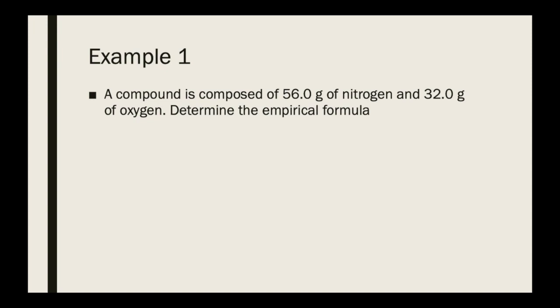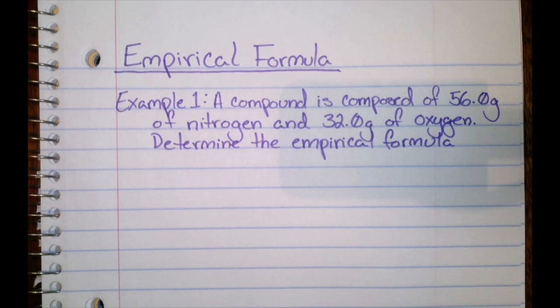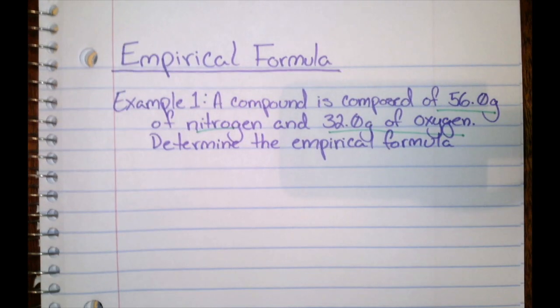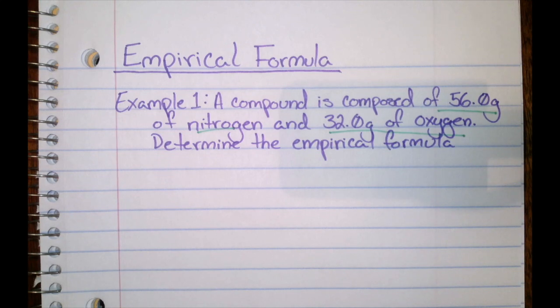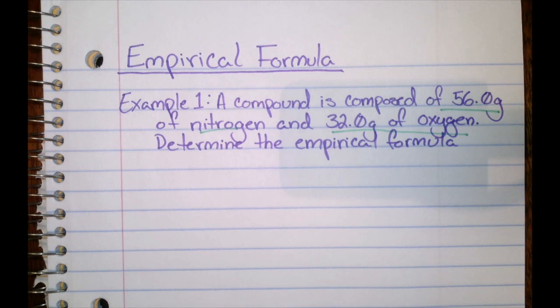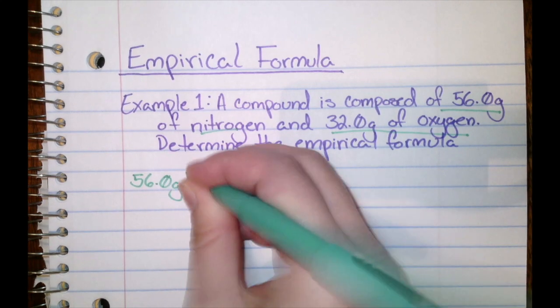In our first example, a compound is composed of 56.0 grams of nitrogen and 32.0 grams of oxygen, and we need to determine the empirical formula. The most important information in this example is the mass of each element, because that's what we need to start with. The very first thing we're going to do is convert the mass of nitrogen to moles of nitrogen. Remember, you're going to need to have your periodic table handy to look up the molar mass of each element. So I'll start with my 56.0 grams of nitrogen.